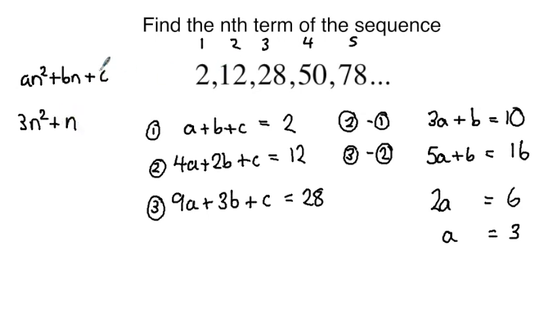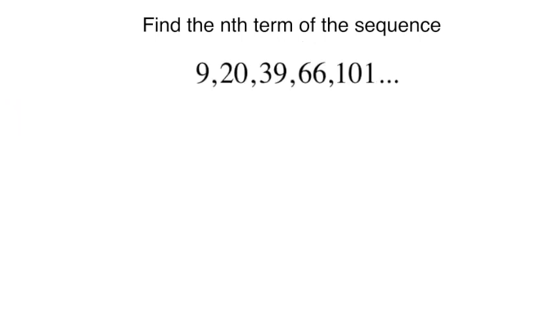And c, hence I'll go back into one of the other ones. The first one looks like a good option here. Got 3 plus 1, which is 4, plus c to get to 2. That must be minus 2. Both equally valid methods of working out the nth term of a quadratic sequence. So we'll do both methods with just one more example.